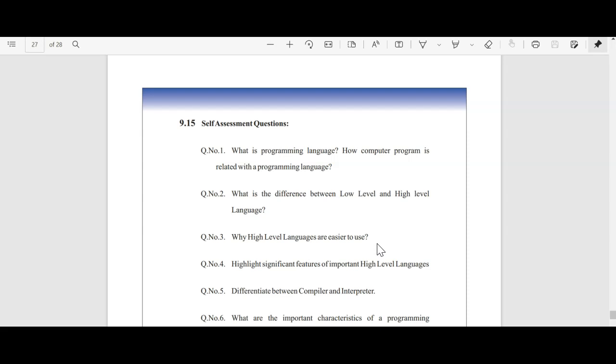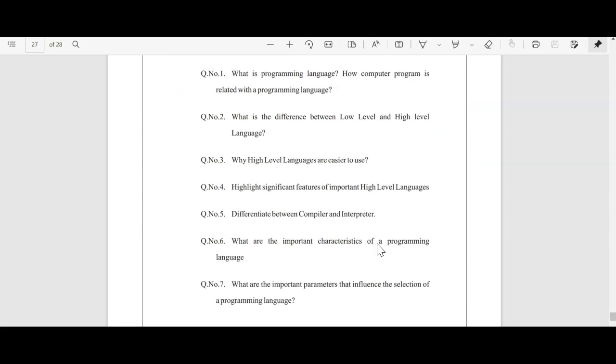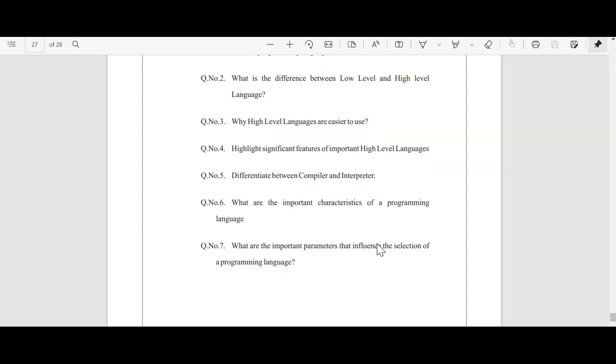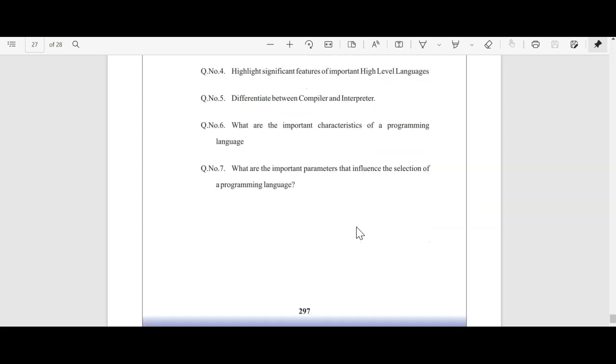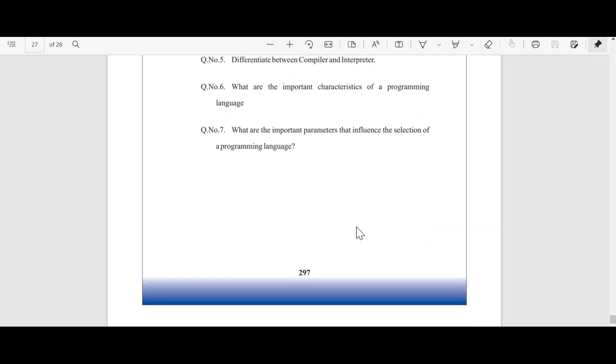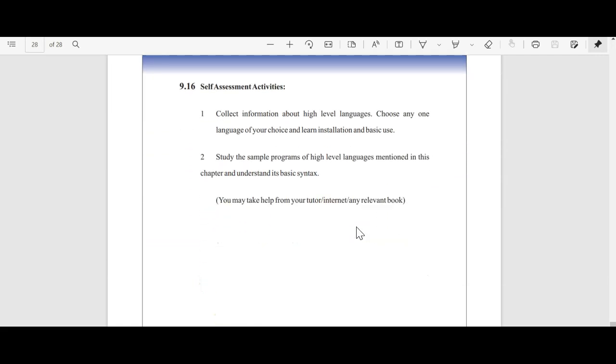As self-assessment questions, you need to question yourself: what is a programming language, we covered this; what is the difference between low level and high level languages, and why is high level easier? Definitely it is close to the English language, which makes it easy to remember. And what are the features of high level languages, compiler and interpreter, this I'm again telling you, very important. And what are the important characteristics of programming languages, and what are the important parameters that influence the selection of a programming language? We already talked about these questions as well. So these are some activities.